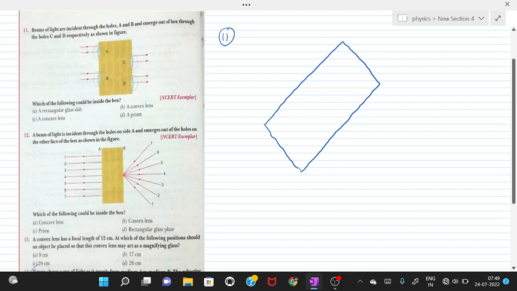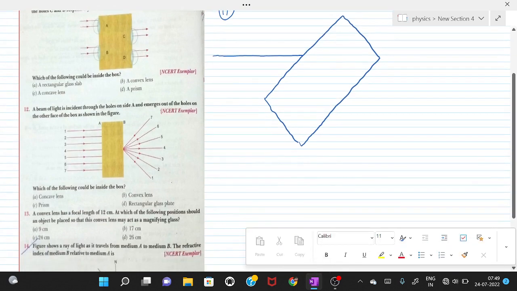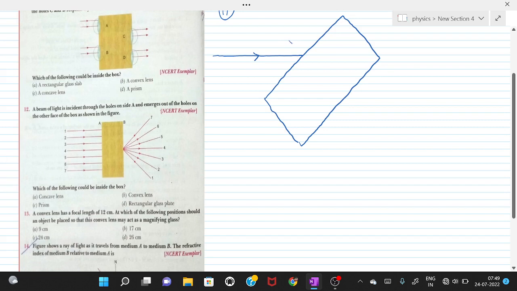Why? Let's see. Let us suppose a ray of light strikes the rectangular glass slab here. Whenever light goes from a rarer to a denser medium, it bends towards the normal. Now the light is going from denser medium to rarer medium, and whenever light goes from denser to rarer medium, it bends away from the normal. So now it will bend away from the normal.